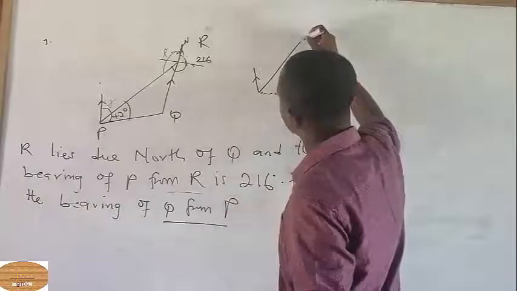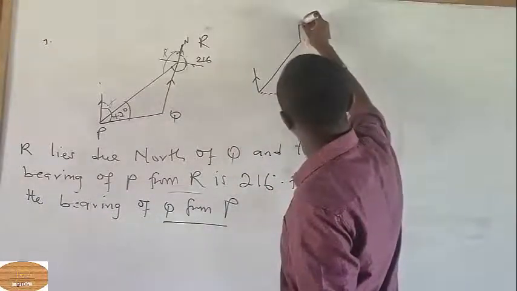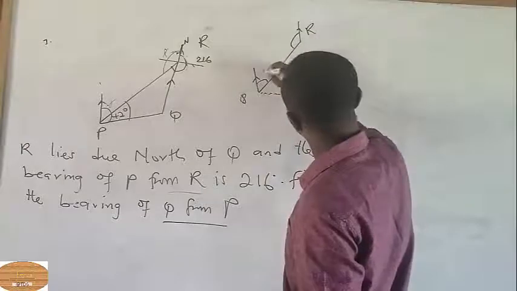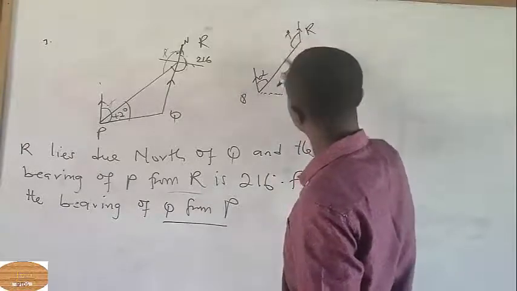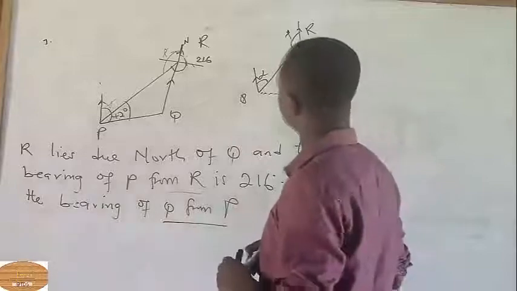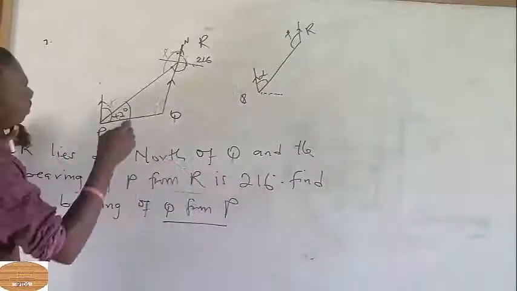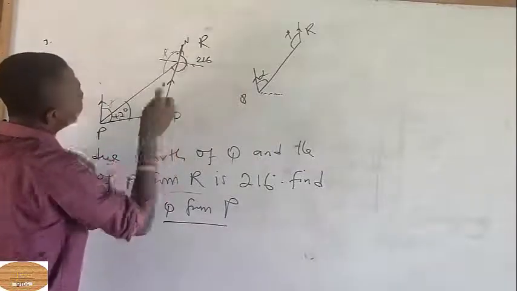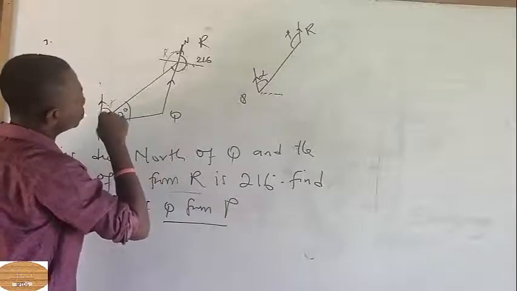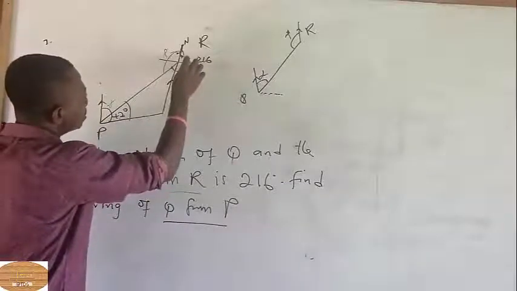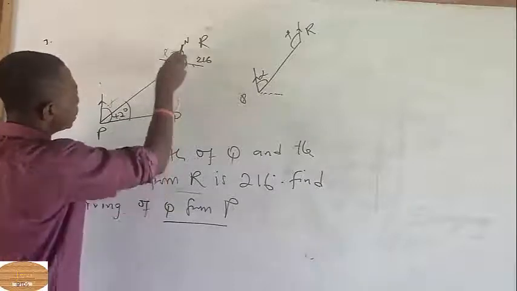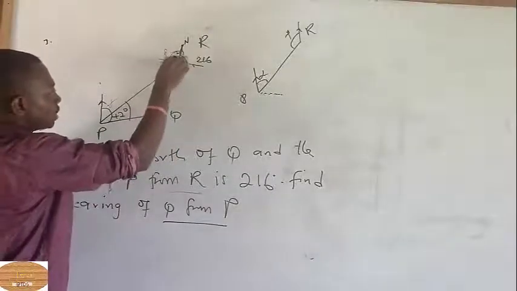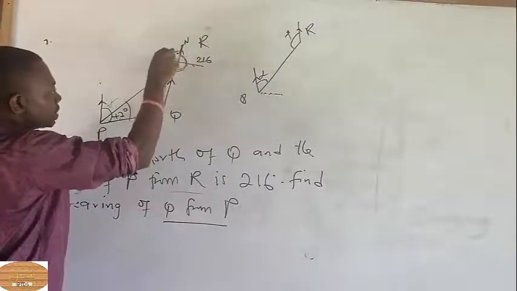So this one is also north. This one is R, this one is P. So this angle and this angle, alpha plus beta, will give you 180 degrees. Now, we know from north to P is 216. So we can subtract this angle from 360 to get this side, since this side makes this complete. And we know this is angle at a point, so everything is 360 degrees.